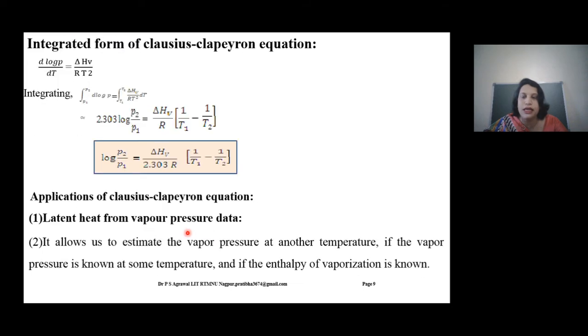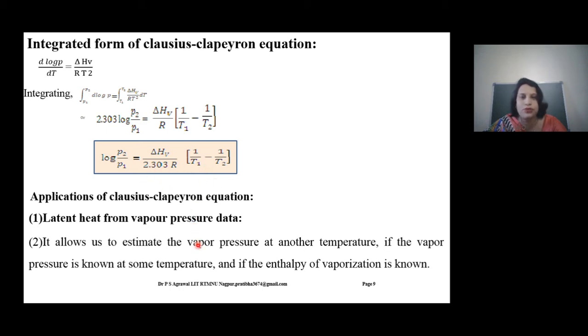Now we will see the integrated form of this equation. We know this equation. On integrating between the pressure limits and the temperature limits, we can easily reach this equation. Here the heat of vaporization is independent of the temperature. After integrating, when we reach this equation, it is known as the integrated form of the Clausius-Clapeyron equation.